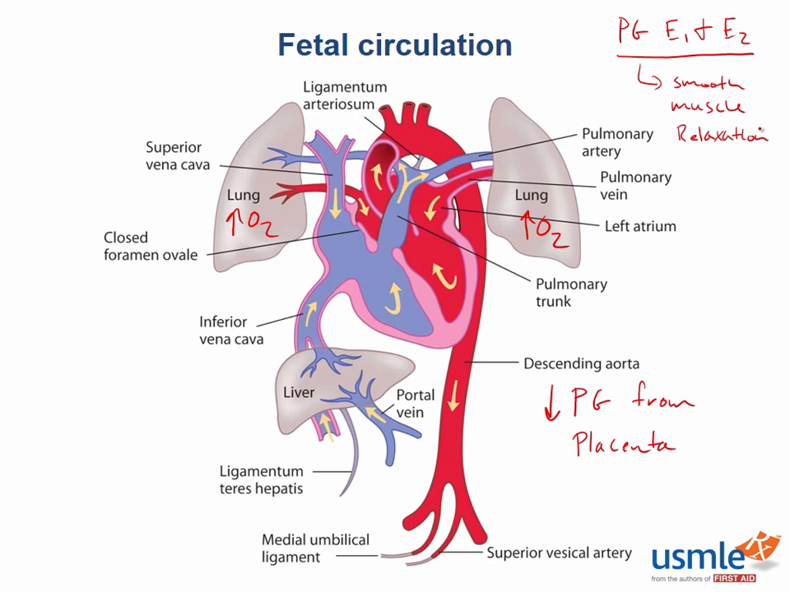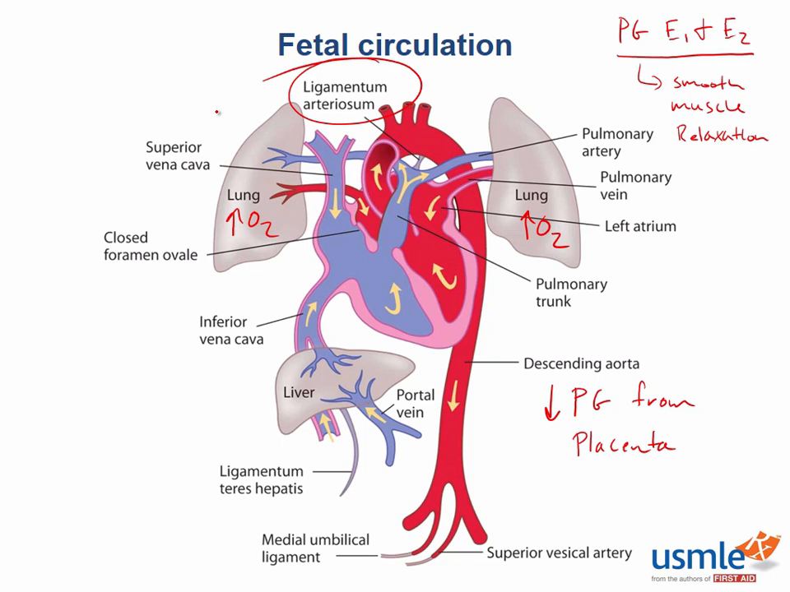It will also cause the ductus arteriosus to contract upon itself, closing off the communication between the pulmonary trunk and the aorta. After the ductus arteriosus has been closed for some time, it will fibrose and form a ligament. And this ligament is called the ligamentum arteriosum, and you can see it here.